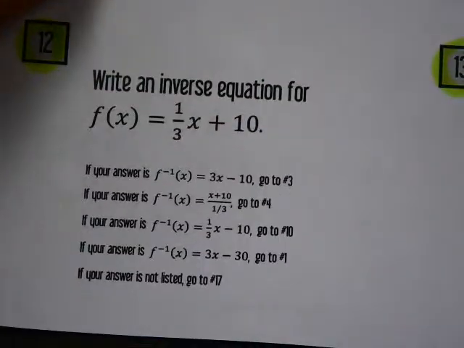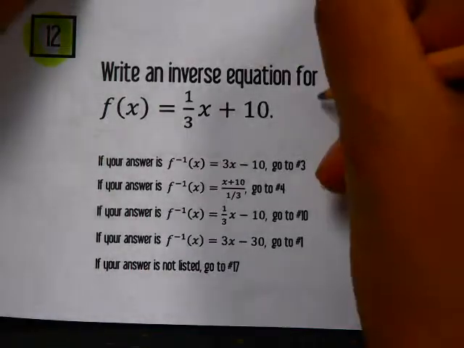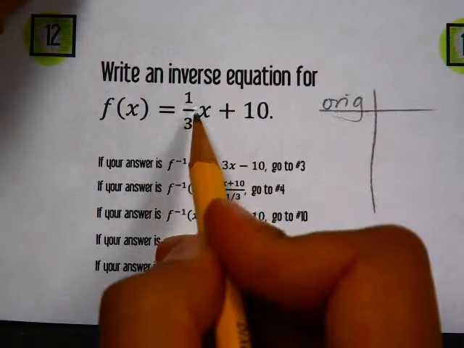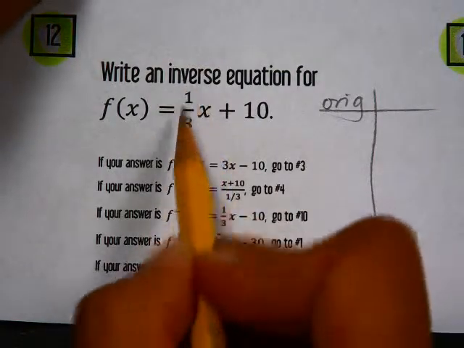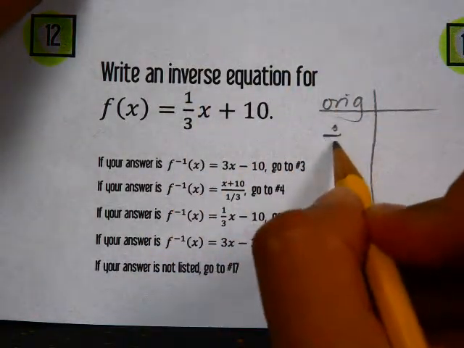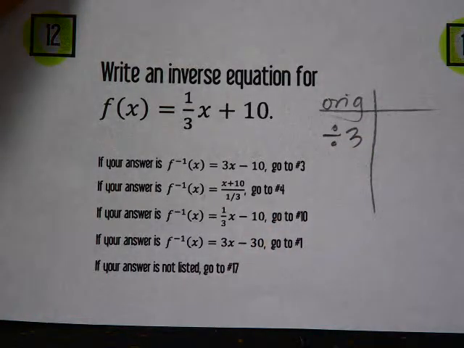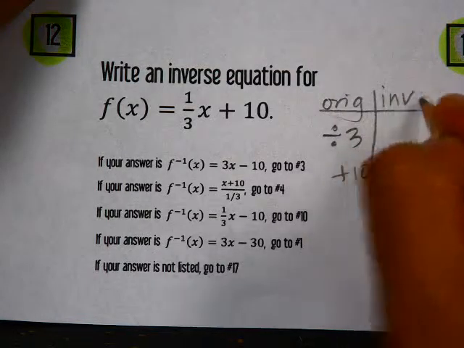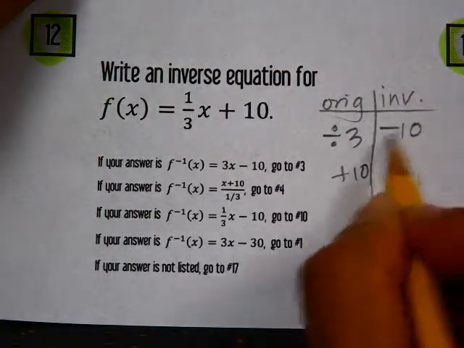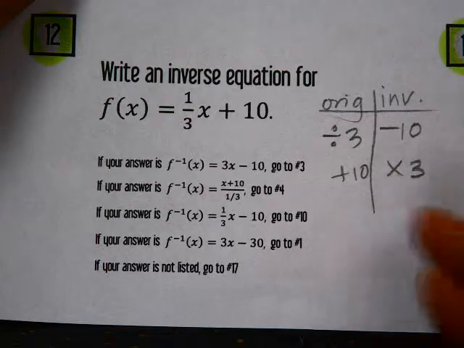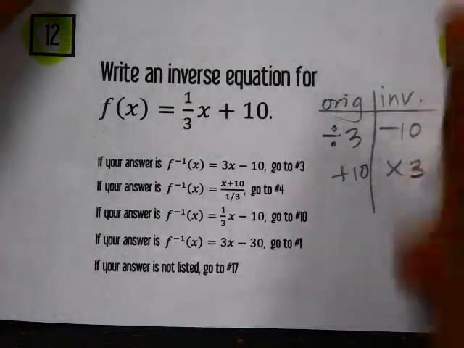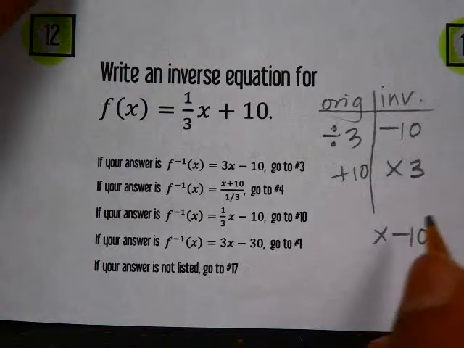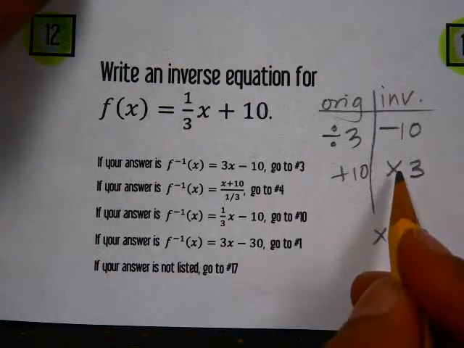Alright, problem number 12. Write an inverse equation for this. So using that same process, this is the original list, multiplying by 1/3, or if you don't like the fraction, you could describe that as dividing by 3, and then adding 10. So then our inverse steps would be to subtract 10, and then multiply by 3. If we go in this order, we're subtracting 10, and then multiplying that by 3.